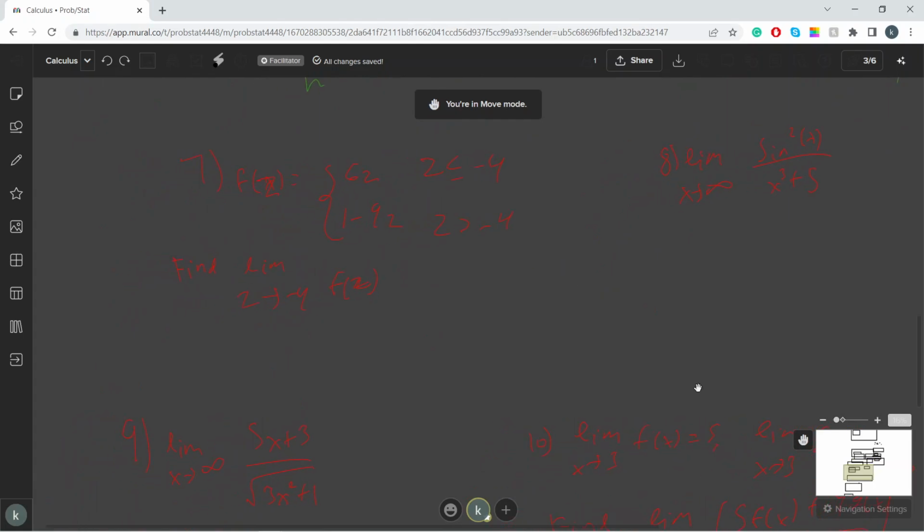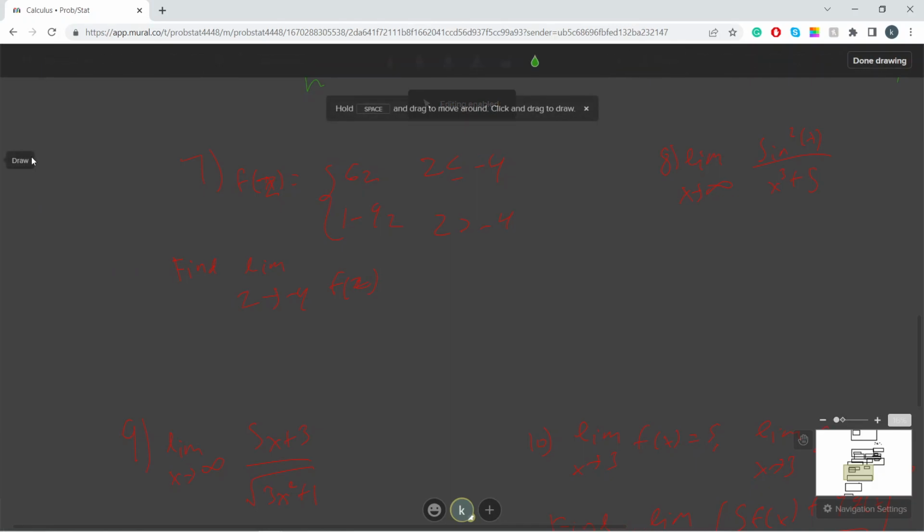All right, problem number 7 is another piecewise function. And we have here the two pieces, f of z equals 6z when z is less than or equal to negative 4, and 1 minus 9z when z is greater than negative 4. We want to find the limit as z approaches negative 4 of f of z. So we're going to proceed similar to the previous piecewise function problem. So we want to find the limit as z approaches negative 4 from the minus side of f of z.